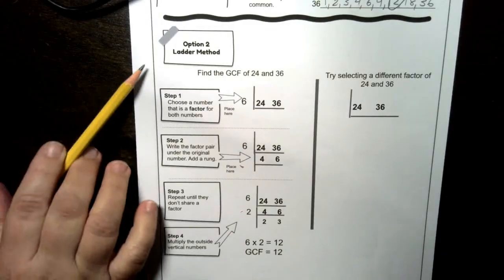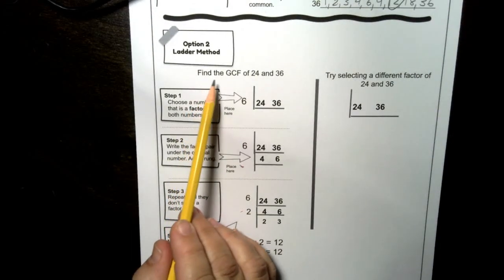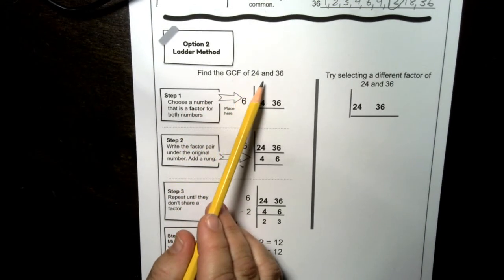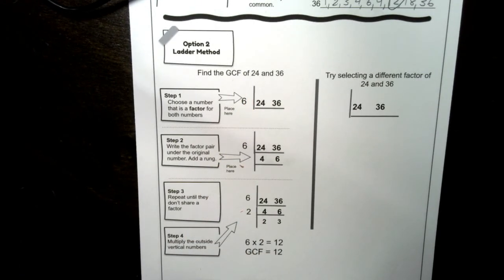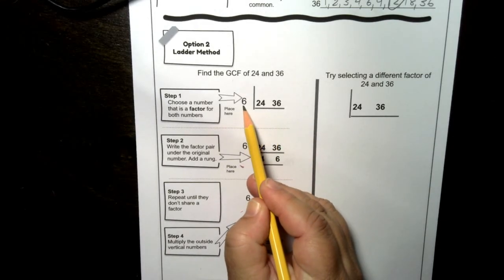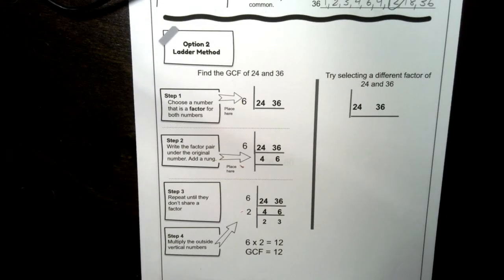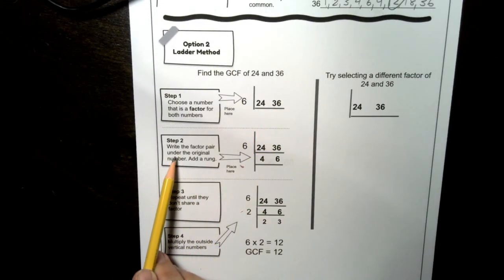Option 2 is called the ladder method. Okay, so the ladder method, again, we're finding the greatest common factor for 24 and 36. Step number 1 says, choose a number that is a factor for both numbers. So a factor for both numbers is 6. I could have chosen something else, but I went with 6. Okay? Step number 2.